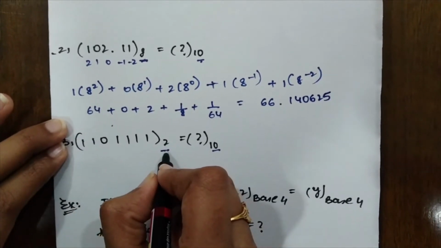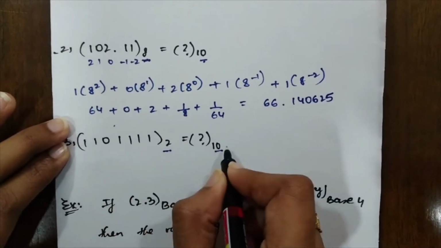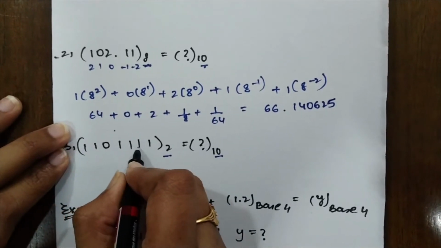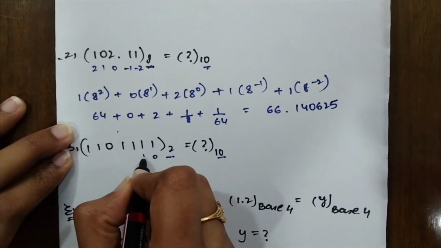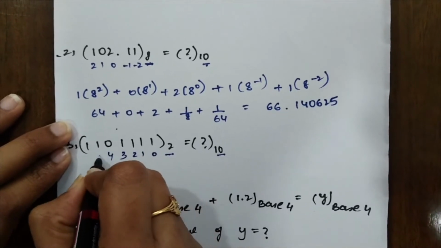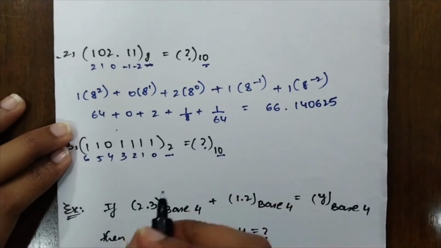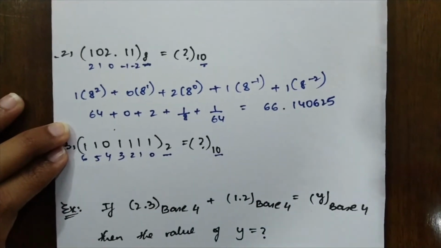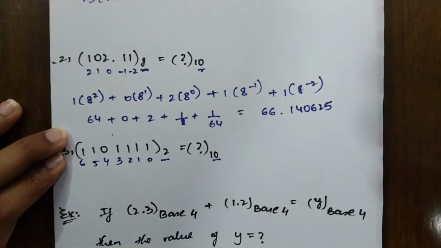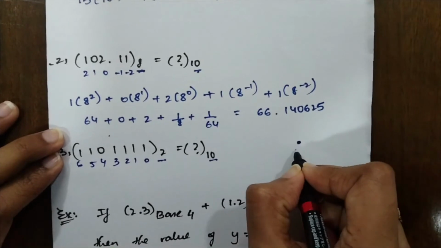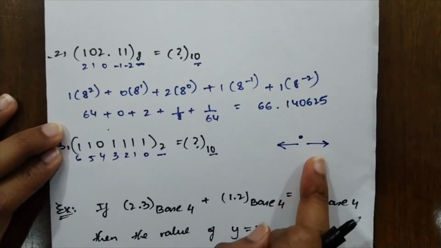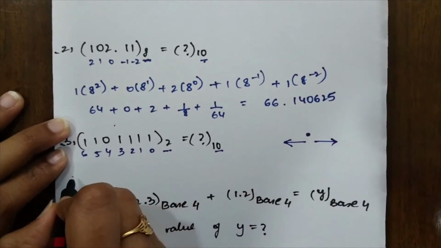Consider the other example. We have a binary number, which is to be converted into decimal. 1101111. So again power 0, 1, 2, 3, 4, 5, 6. Always before the decimal point, we will be traversing from right to left, and after the decimal, left to right. So whenever this is the decimal point, in this direction, and after the decimal, in this direction. Always remember this notation. Okay, now start multiplying.